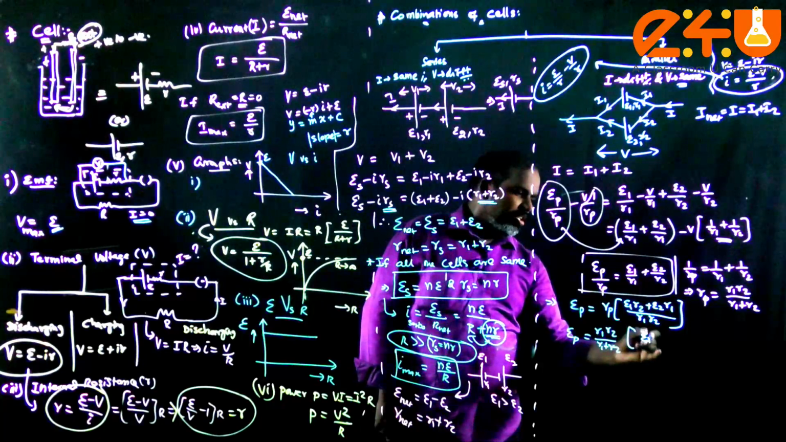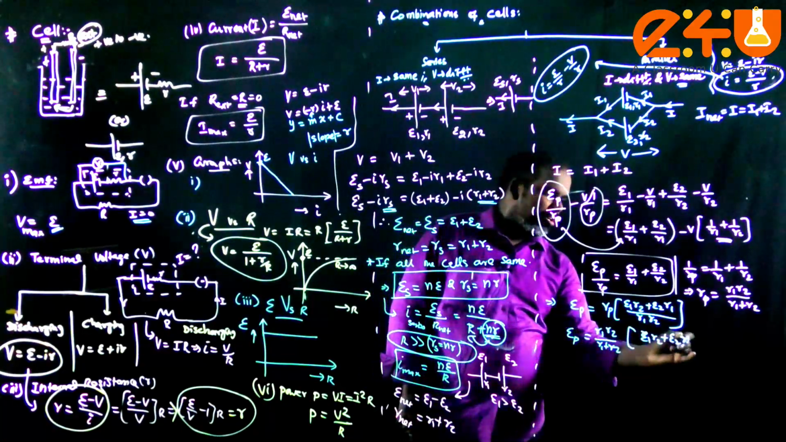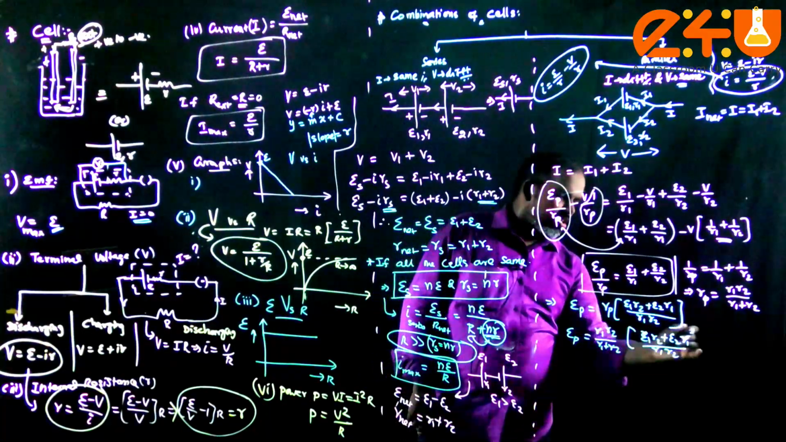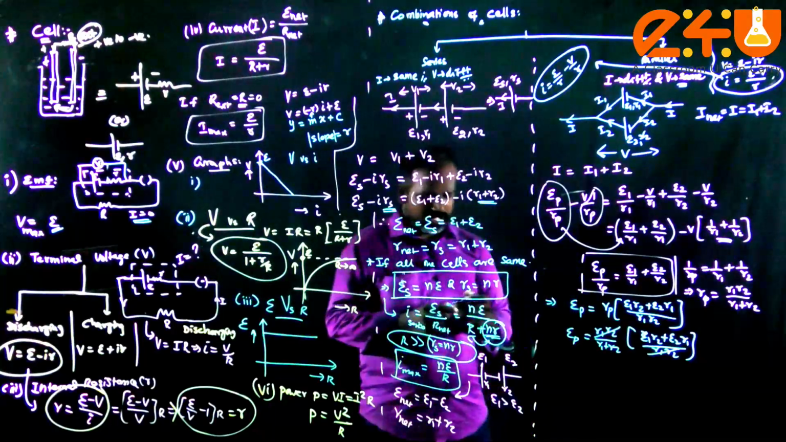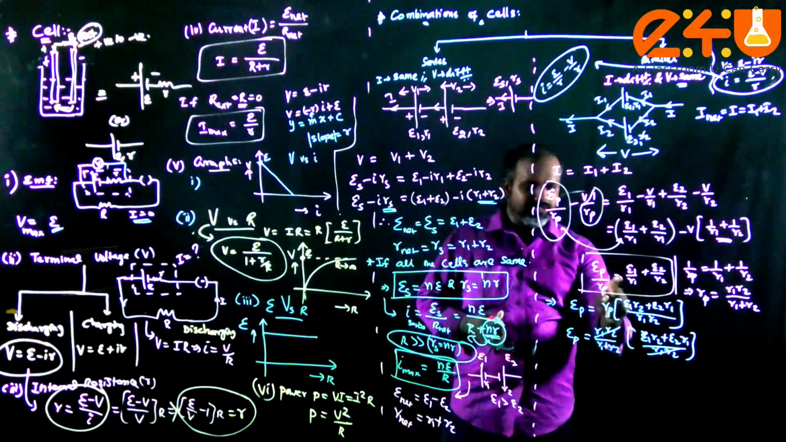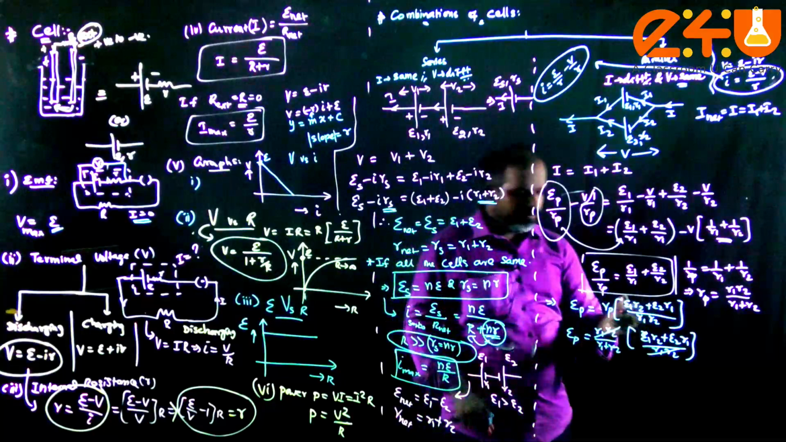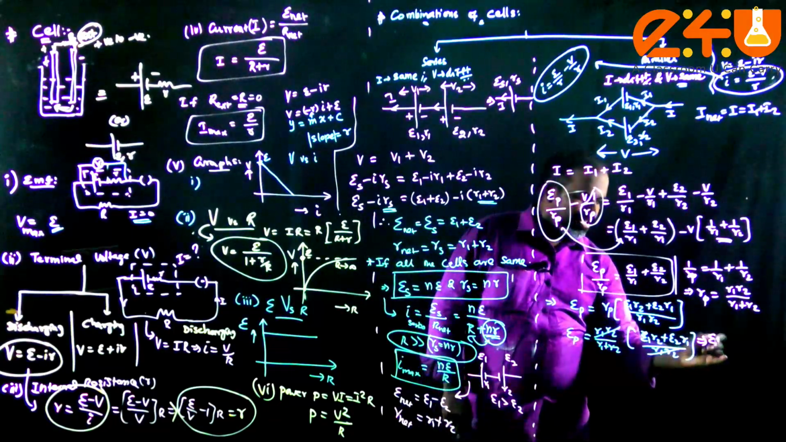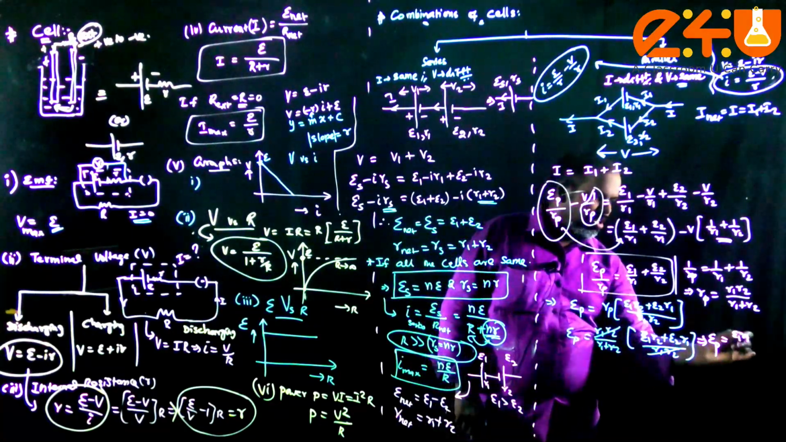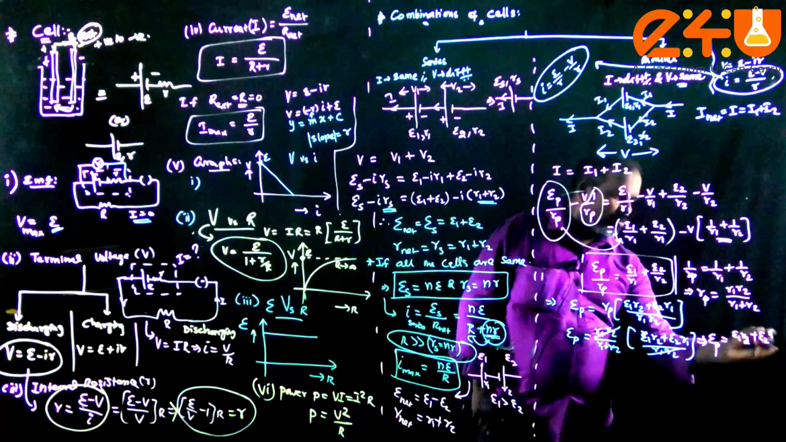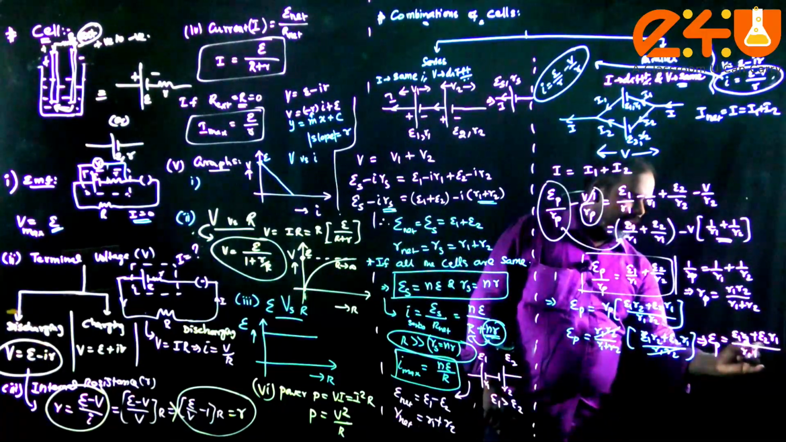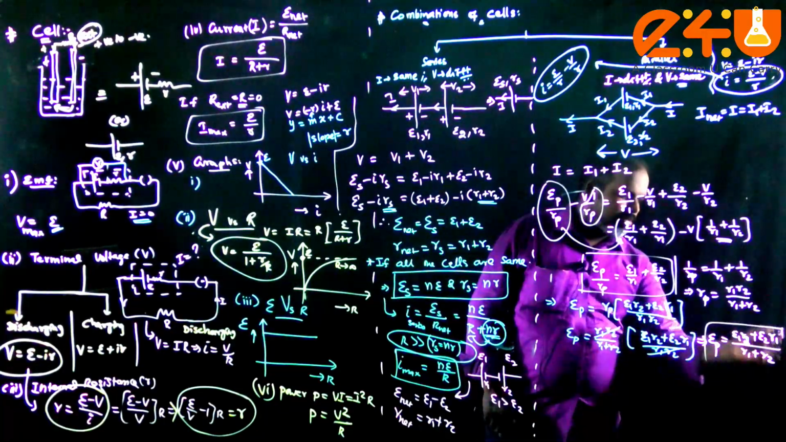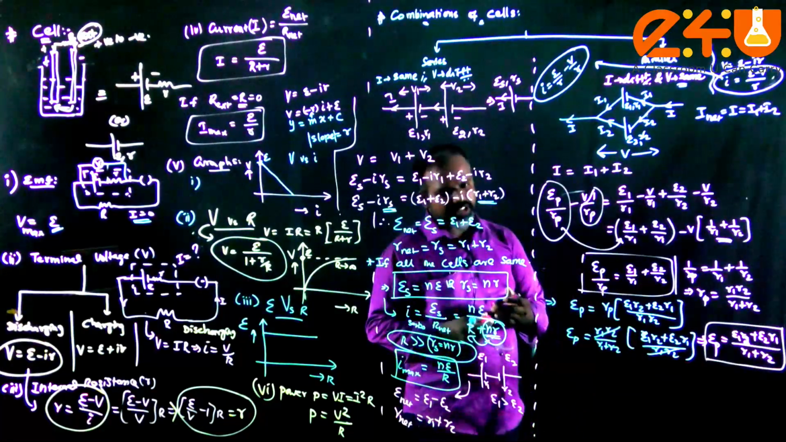So E1 R2 plus E2 R1 divided by R1 R2. So these terms get cancelled out. Therefore another expression for E without the RP value, we can write: EP is equal to E1 R2 plus E2 R1 divided by R1 plus R2. This is another expression for your parallel combinations.